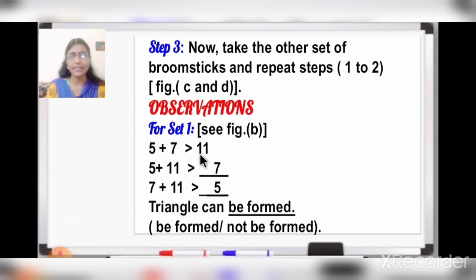So here 5 plus 7 is greater than 11. Then 5 plus 11 is greater than 7. So here you will write 7 and give a blank here, then you will fill in this blank with 7. And then 7 plus 11 is greater than 5. So this blank also you have to fill below. Then a triangle can be formed. As it is given, you are going to write in your notebook. Here these are the two options. So here a triangle can be formed.